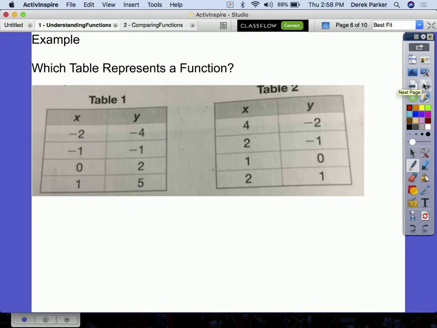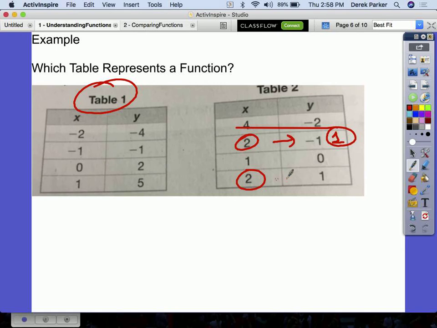Which table represents a function? In this case, it would be table 1. Each x value has its very own y value. In table 2, the 2 can show up twice if both of these were positive 1. But in this case, this one is negative 1, this one is positive 1. Therefore, table 2 is not a function.